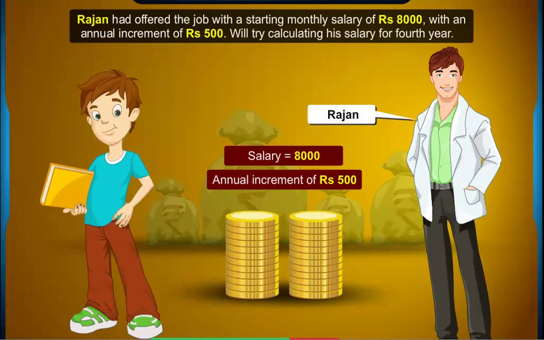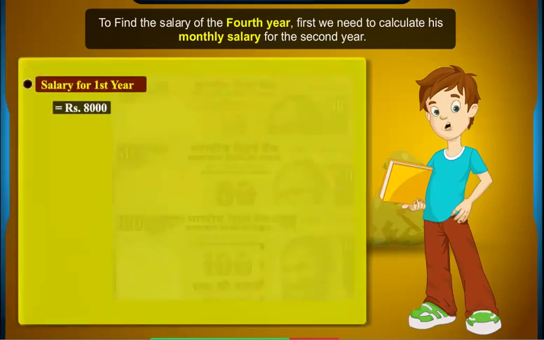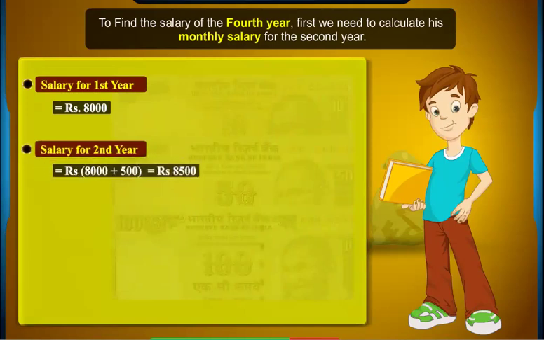To find the salary of the fourth year, first we need to calculate his monthly salary for the second year. That is, rupees 8,000 plus 500 equal to rupees 8,500. The same way we can find the monthly salary for the third and fourth by adding rupees 500 to the salary of the previous year. Salary for first year is equal to rupees 8,000. Salary for the second year is equal to rupees 8,000 plus 500 equal to rupees 8,500.